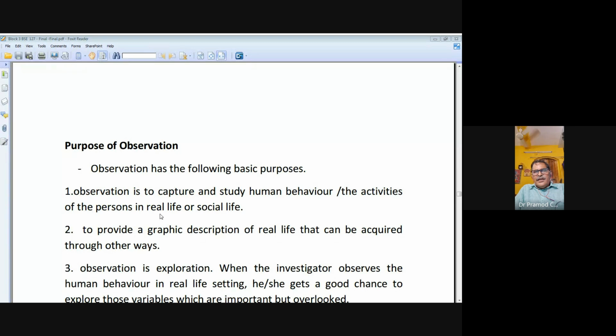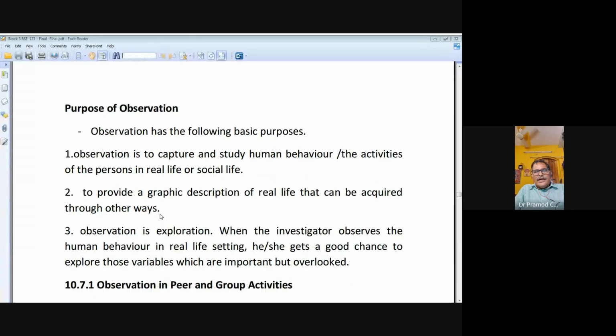So definitely it is a method through which we can capture the behavior of the learner, and when he is doing the activities we can know the real situations of life or in social life. Everything you can reflect in the report card, a graphical description of real life will be there and it will be presented by the teacher.